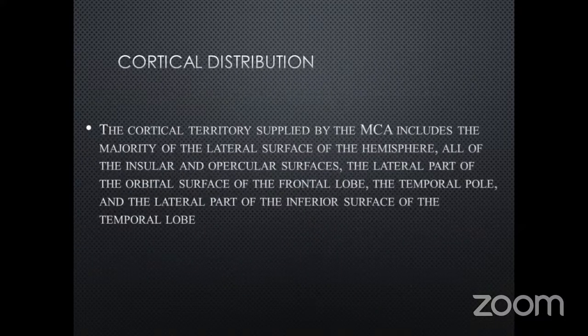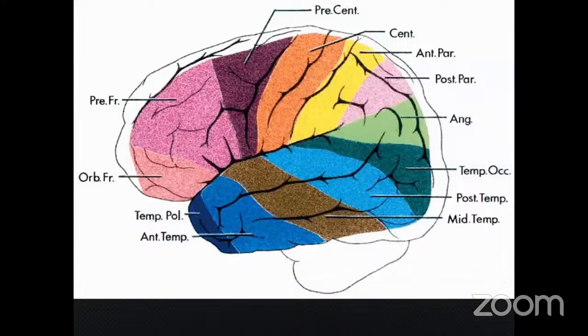Now, the cortical territory supplied by the MCA includes the majority of the lateral surface of the hemisphere, all of the insular and opercular surfaces, the lateral part of the orbital surface of the frontal lobe, the temporal pole, and the lateral part of the inferior surface of the temporal lobe. So this picture is showing the cortical distribution of the MCA. It gives off orbitofrontal, prefrontal, precentral, central, anterior parietal, posterior parietal, angular, temporal occipital, posterior temporal, middle temporal, and then the temporal polar arteries.